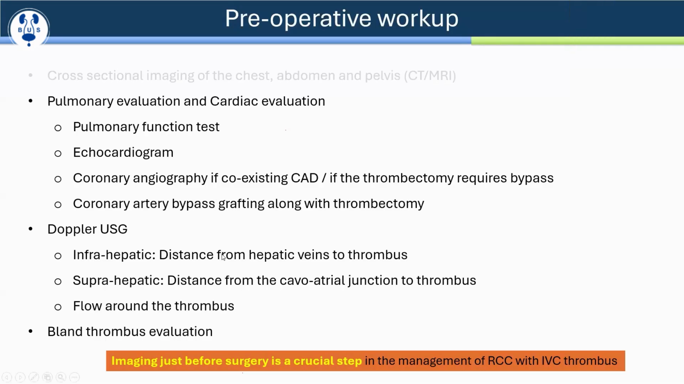Most of the times, the distance can change. And then for the bland thrombus evaluation, one has to know the lower extent of the bland thrombus also.